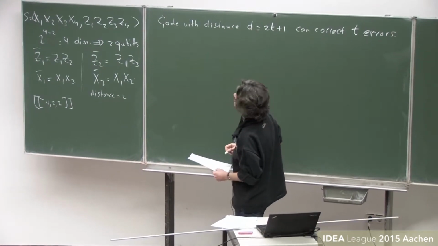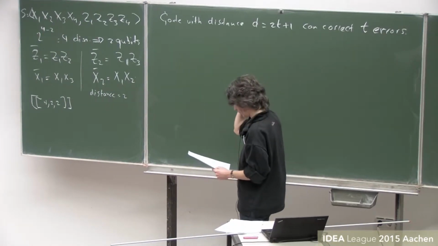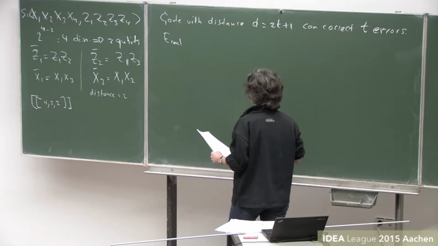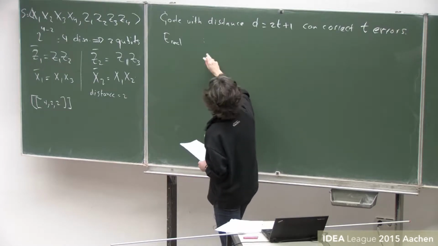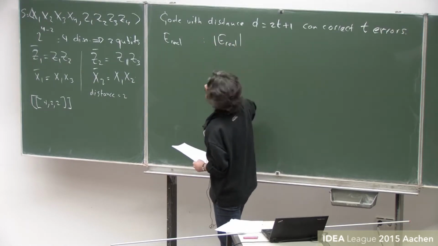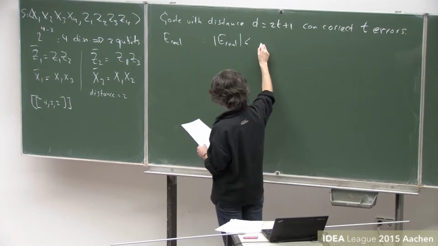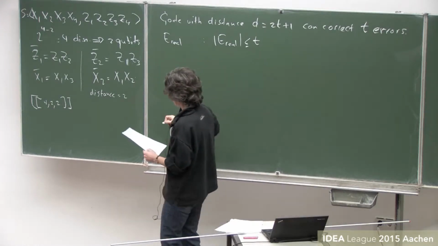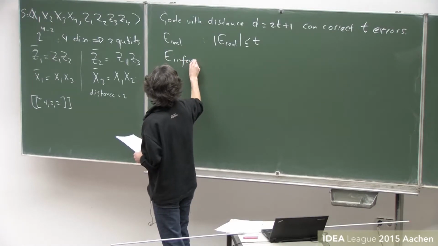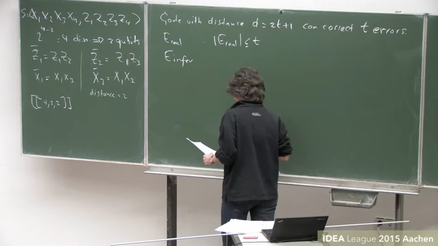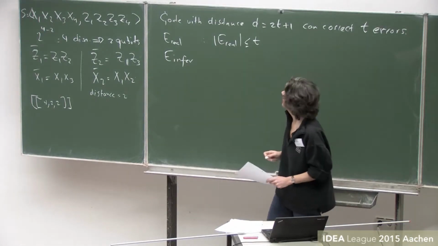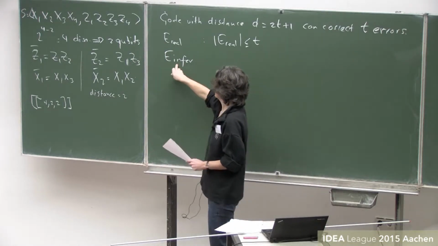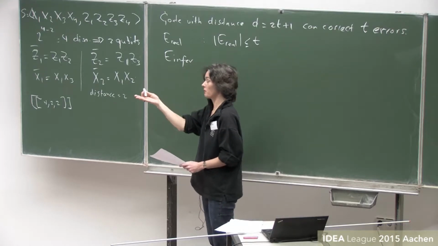Let me put it together in a slightly more formal way. Some error happens, E real, and its weight, which is the number of qubits it acts on, is less than or equal to t, because that's the kind of error we want to correct. And now we infer an error. We have a bunch of parity checks which come out +1 or -1, and we pick the error that could be responsible for those parity checks, which has minimum weight.